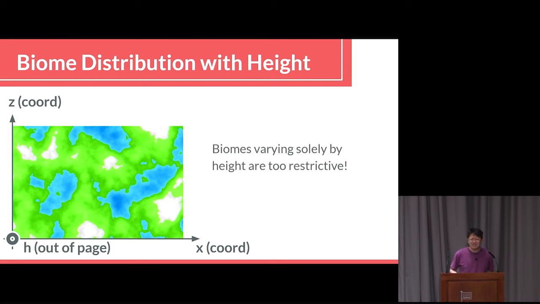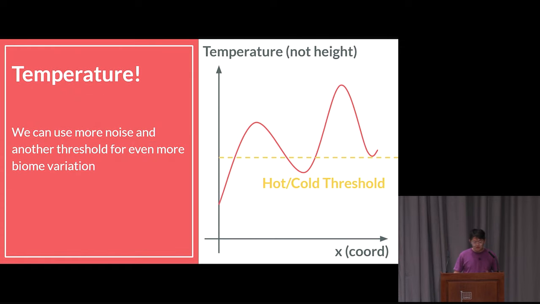But this isn't enough variation. Where do I put the deserts? Where do I try to make the trees? Do they just all concentrate themselves on the mountains? That's going to look quite bad. So let's distribute them even further. Let's make another noise function. This time, let's declare it to be temperature. We can generate another noise function and then use this yellow threshold to say that everything above this temperature is hot, everything below it is cold.